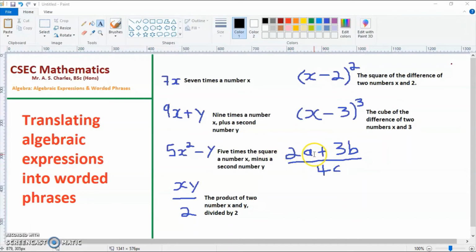In the numerator, we have a product here because there is no sign in between the 2 and the a, so we know it's 2 times a. We have another product here, 3 times b, but the two of them are summed. And in the denominator we have 4 times c. So we could say 2 times the number a plus 3 times a second number b divided by 4 times a third number c, but that would be very long, and we want to keep our worded phrase as simple as possible.